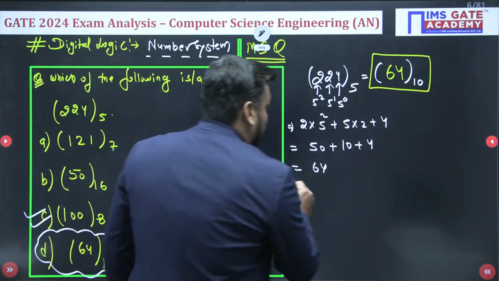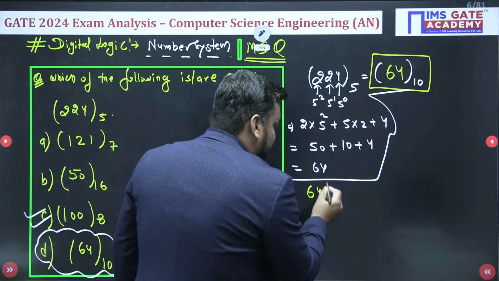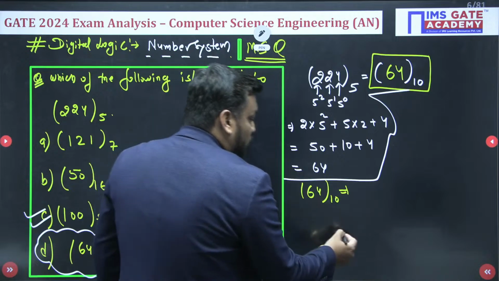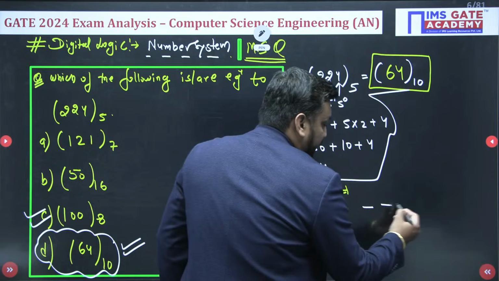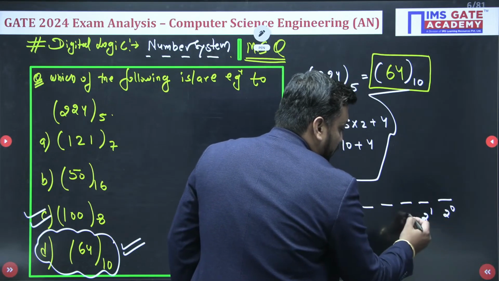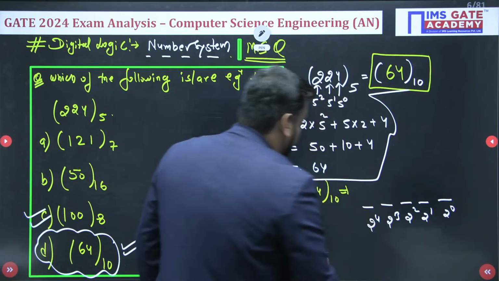You can also go for a different approach. Student, you can easily convert 64 in base 10 to binary. If you wish to convert into binary, you can manage by using the weights. I hope you remember the weight concept. The weights are 2 to the power 0, 2 to the power 1, 2 to the power 2, 2 to the power 3, 2 to the power 4, like that.